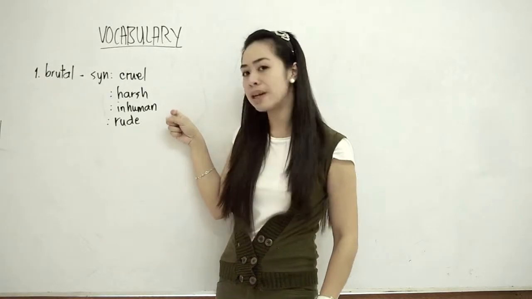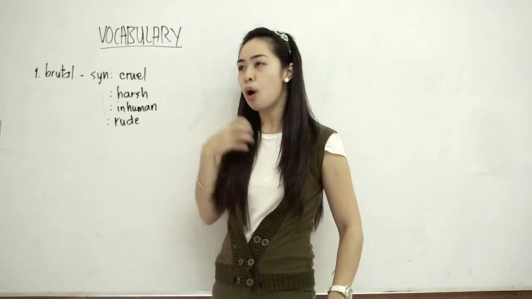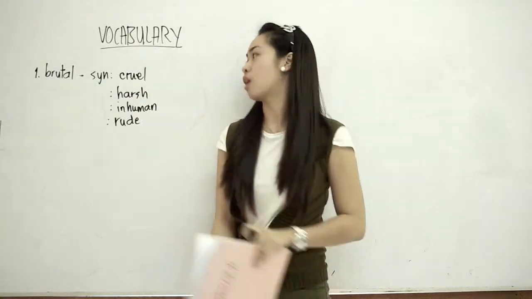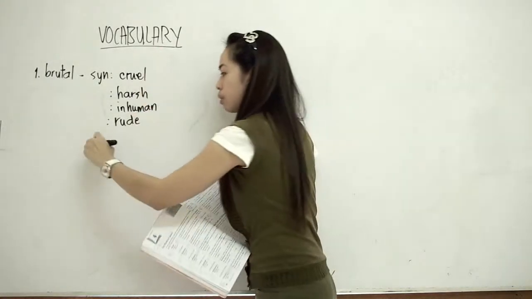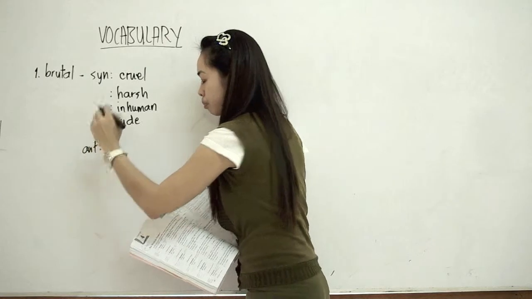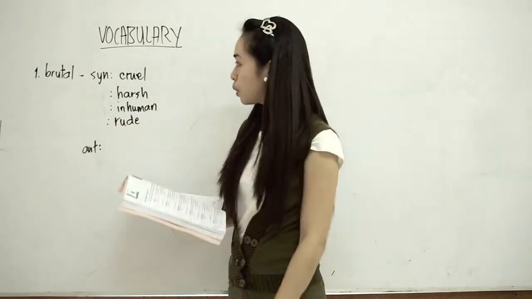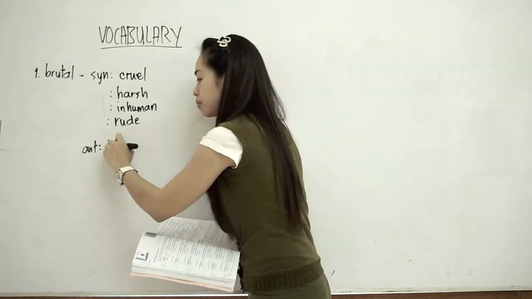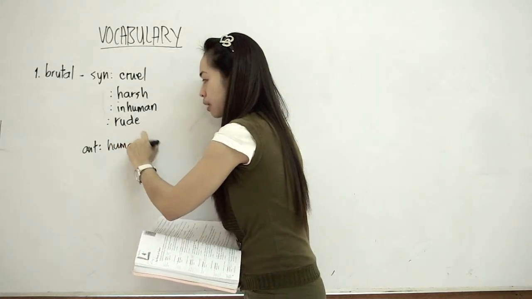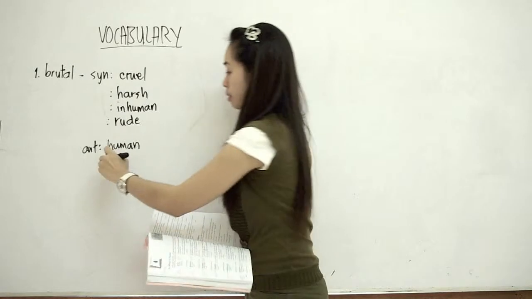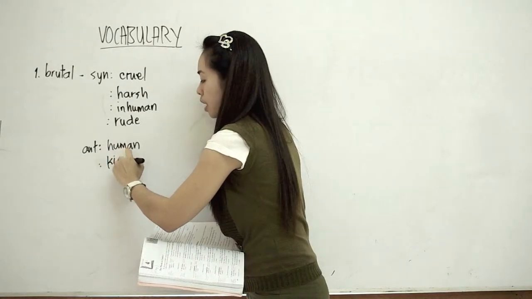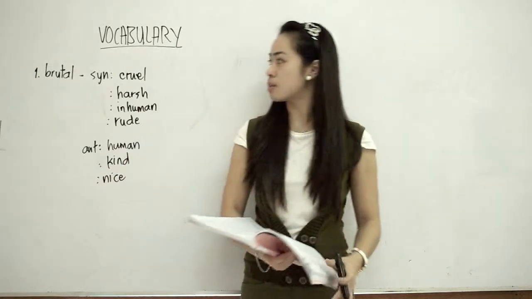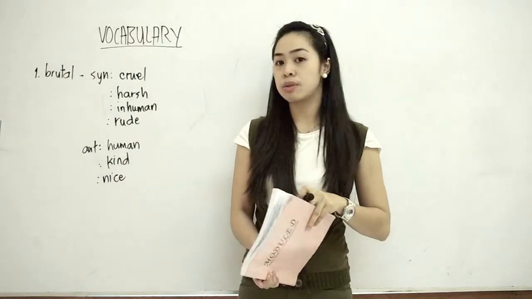From the word inhuman, it means that it's out of being human, beyond the control of a human. Okay, so we will focus now on the antonym. So the antonym for the word brutal could be from the word inhuman. We could probably say human. Next, someone who is kind or nice. Okay, so this is maybe a very simple word to remember.